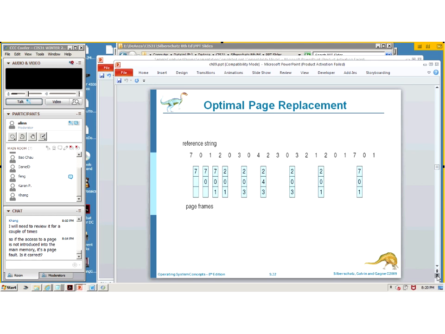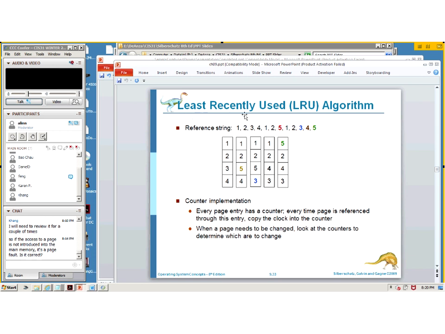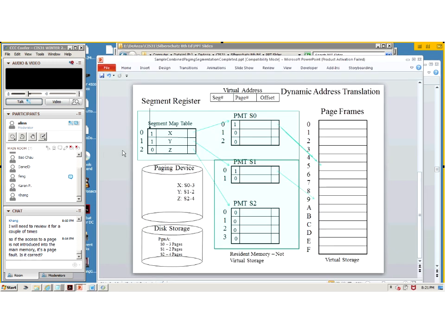So anyway, this is optimal page replacement. It is the best, but it doesn't exist. So we're going to get close here. The next one's called least recently used. So what you're going to do is every page entry has a counter. Every time a page is referenced through this entry, copy the clock into the counter. When a page needs to be changed, look at the counters to determine which are to change. In other words, the least recently used. So, here's the concept. Every time a page is touched, you put a timestamp on it. Timestamp, timestamp, timestamp.